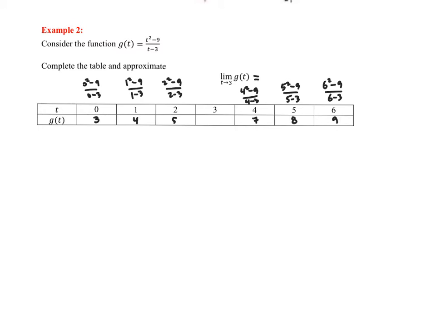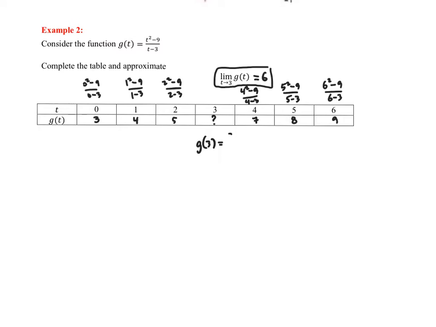Okay, so go look at that. We got 3, 4, 5, something, 7, 8, 9. Well, my best guess would be that our limit here is going to be 6. Now, this is not necessarily the output at 3. So let's find out what the actual output is. I'm fairly confident that our limit as t approaches 3 of g of t is 6. However, what's the output? So g of 3.